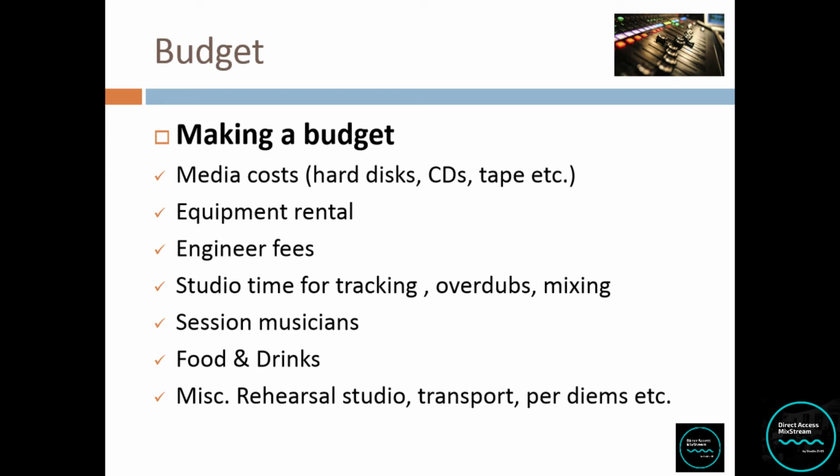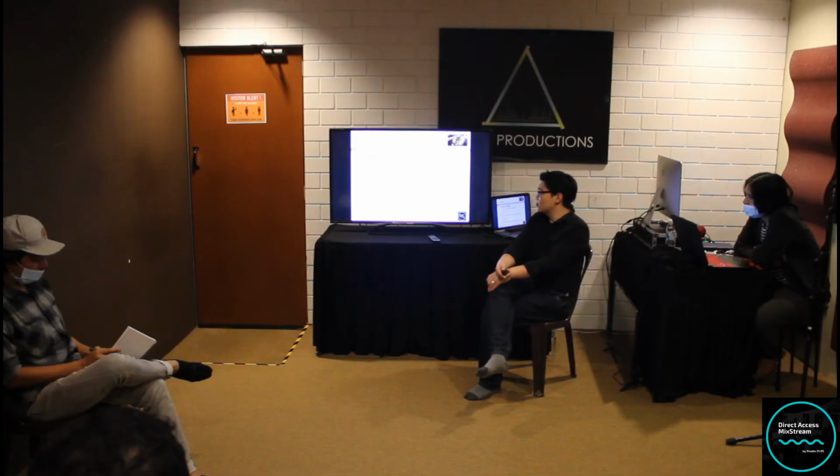Per diems. Again, this is mostly for big projects. Per diems means a small allowance for the artists, for the musicians, so that in this case they take care of themselves, their food and everything. So you give them a little bit of allocation. Okay, so that's making a budget.